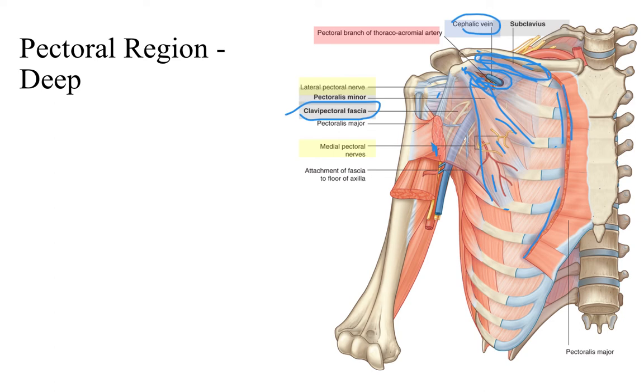All right, major arteries, the pectoral branch of the thoracoacromial artery is coming out here, that same opening in the fascia. As far as nerves go, you have the lateral pectoral nerve coming out of that same area, and then the medial pectoral nerves piercing through the pectoralis minor and the fascia to reach the pectoralis major.